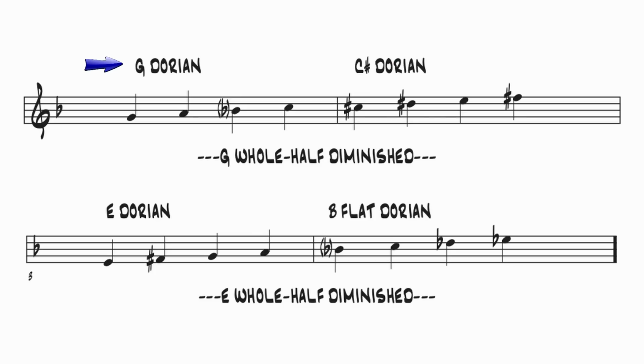Relating to that clip, I want to point out something that plays up the symmetry of the diminished scale. If you take the first 4 notes of G Dorian and follow them with the first 4 notes of C sharp Dorian, you wind up again with the G whole half diminished scale. If you started the pattern on C sharp, it would be a C sharp whole half diminished scale, and the same would be true if you started on E or B flat.